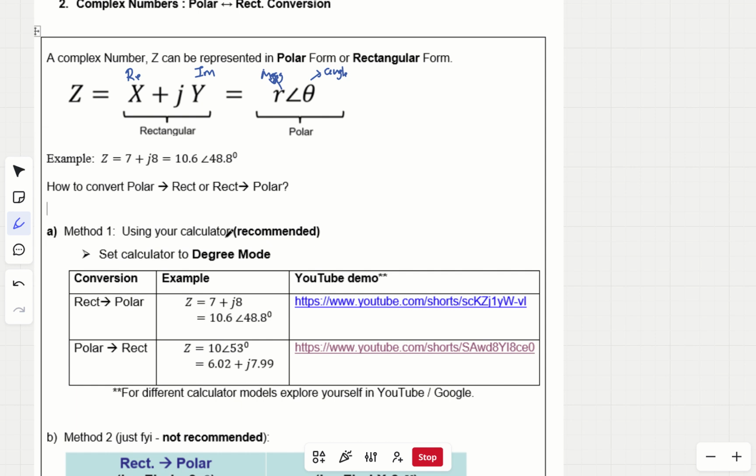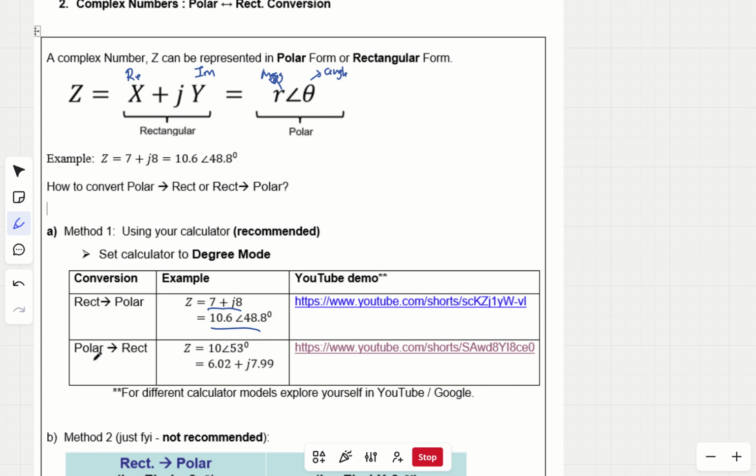Method one, which I would recommend for this module, is to use your calculator. For example, if you want to convert rectangular to polar, if you are given this and you need to find this, you can use your calculator. How to use it, I've given some links here. You can click the link and check. This is a YouTube short. It's just a few clicks, and you'll see how to do this conversion.